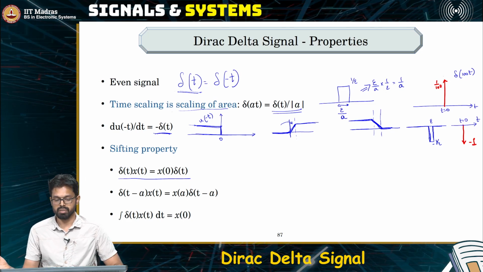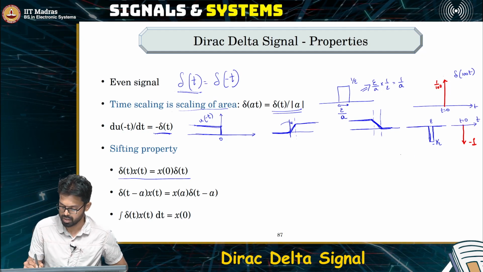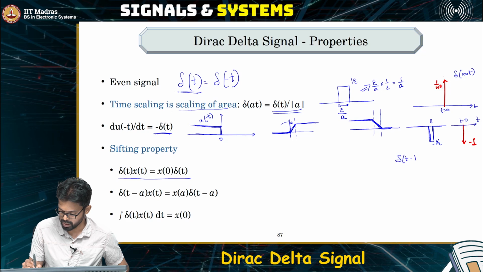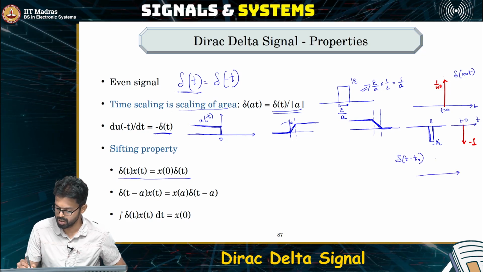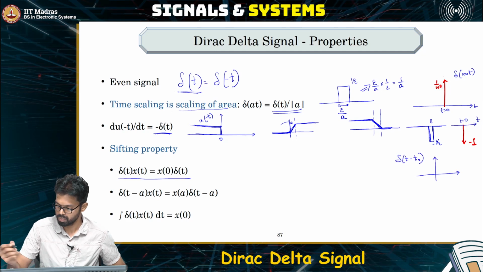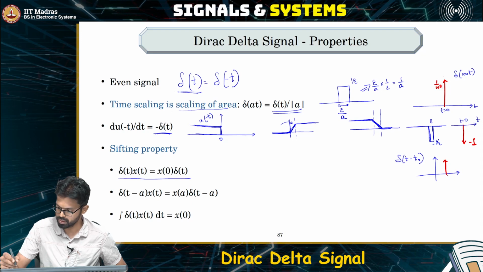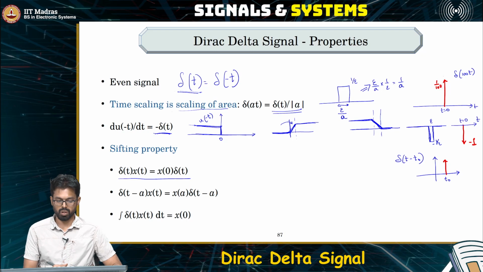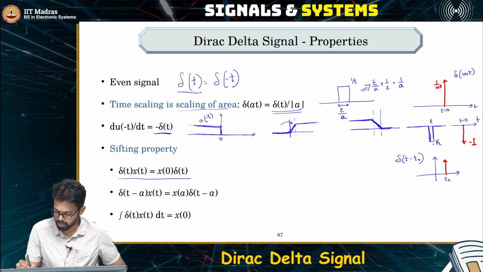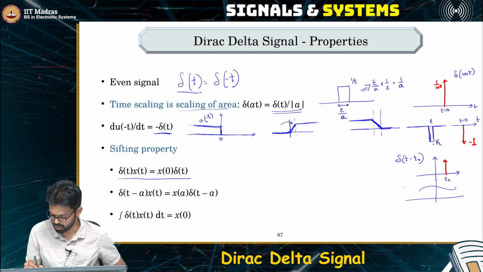We can do time shifting and time scaling. What is time shifting? Delta of t minus t naught, which moves the signal to the right side. This is t naught. Okay. Time scaling we already saw. Now what if we multiply this with another signal x of t?